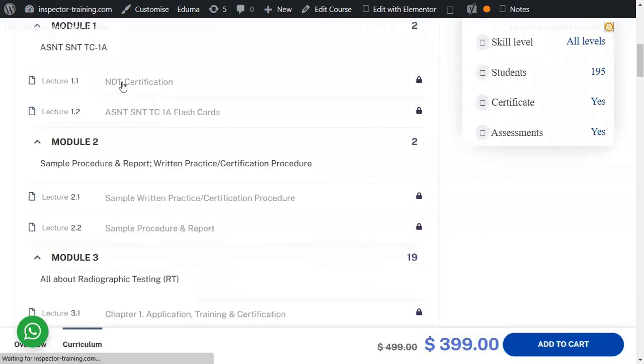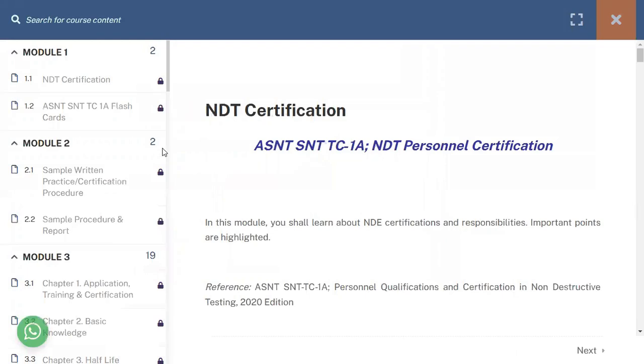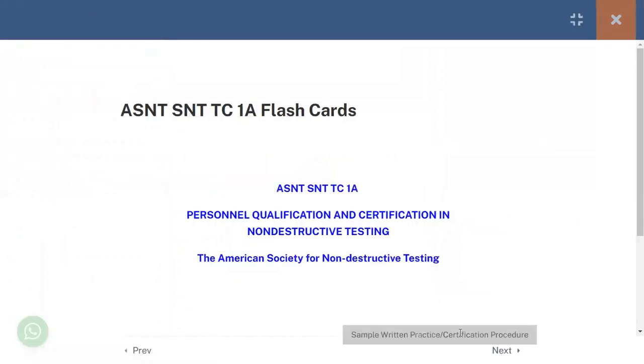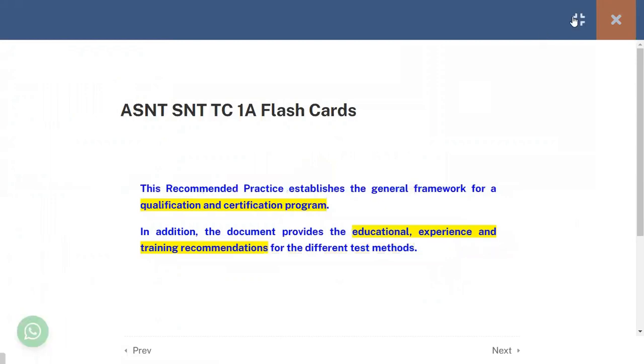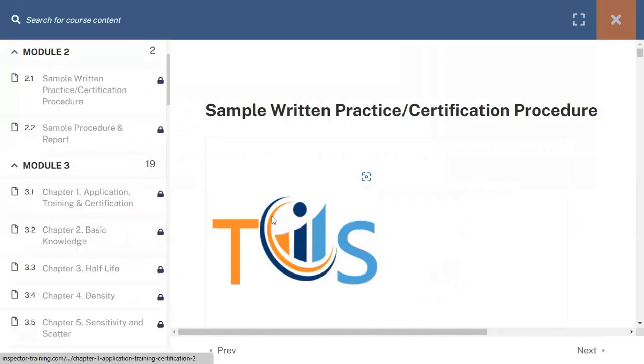The first part is about NDT certification. So what is a level 1 and 2 and 3? What is a trainee? The eye test, the test, and then it follows with a flashcard, and then as we go through the Module 2, you can see the written practice and certification procedure.